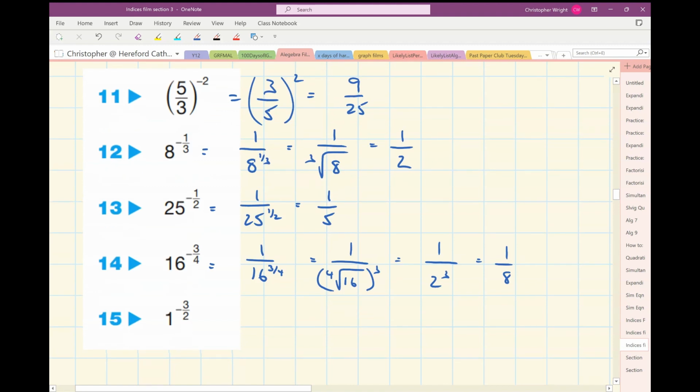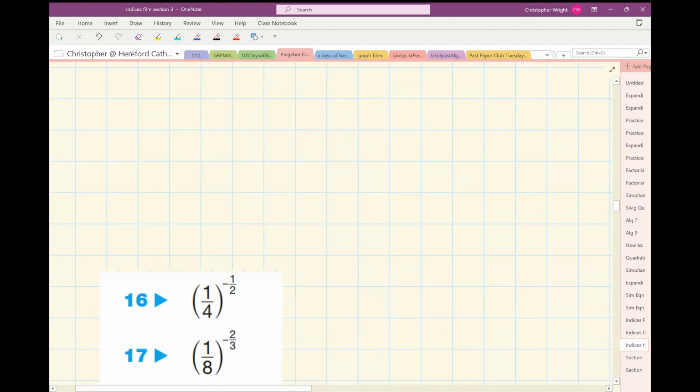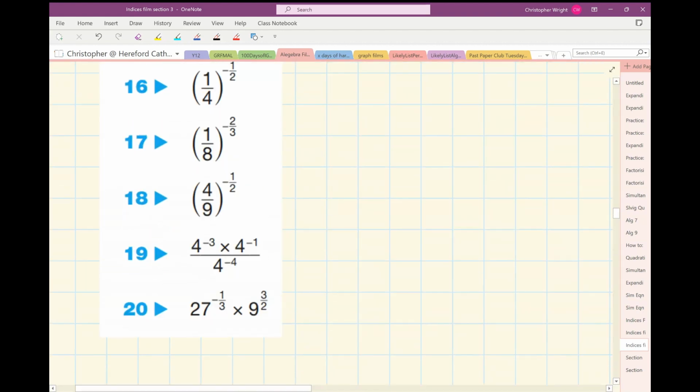Minus 1 to the power of minus 3 halves. Well, there's a trick here, but let's ignore the trick for a moment. That's going to be 1 over 1 to the power of 3 halves, which is 1 over the square root of 1 cubed, which is 1 over 1 cubed, which is 1 over 1, which is 1. And the trick is that 1 to the power of anything is 1. Right, let's move our way down and look at the last few questions.